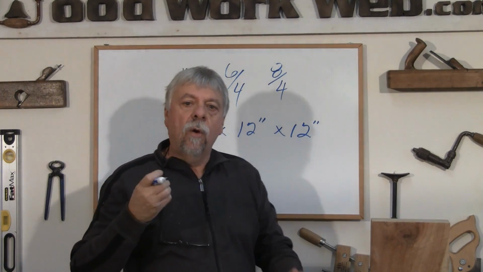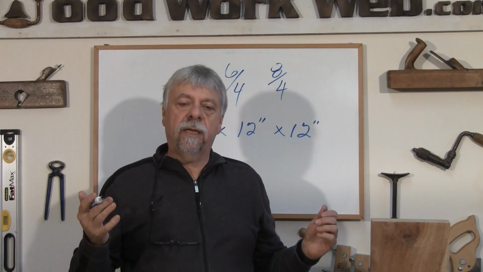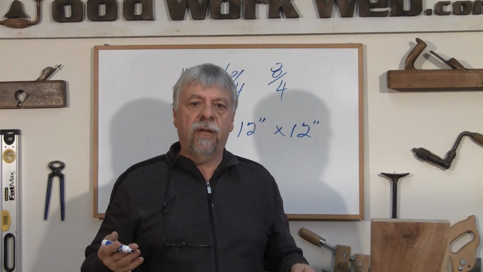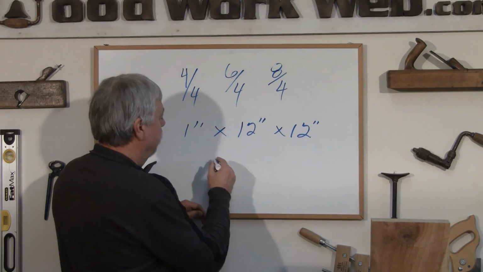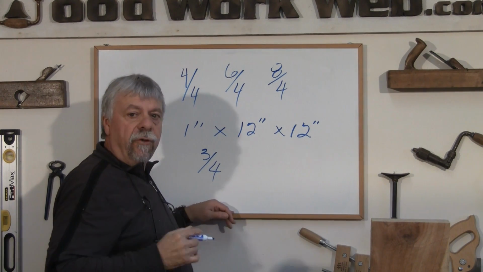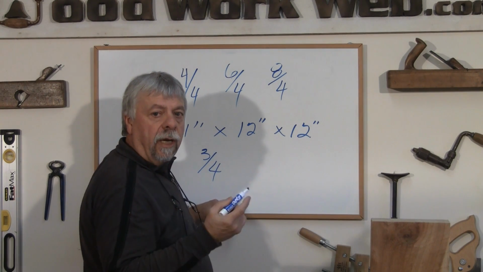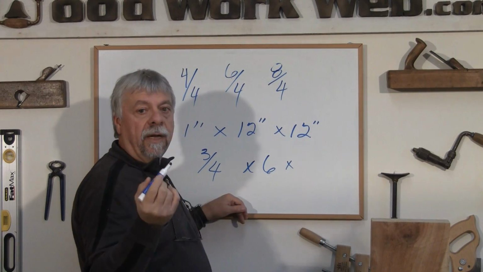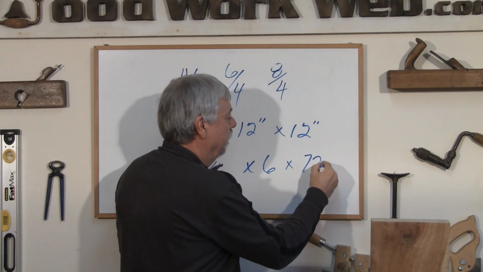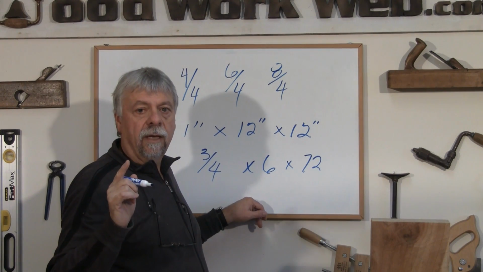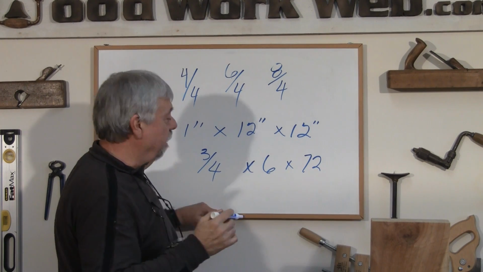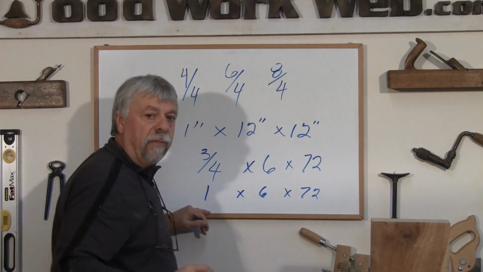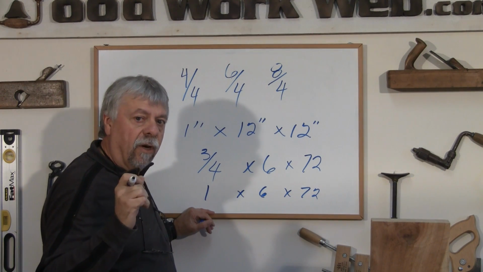But here's the rub. When you're buying dressed lumber at your lumber store, and all of the lumber that's standing in front of you is all 3/4 of an inch, if you take that 3/4 of an inch and multiply it by 6 inches, and then by, say, 72 inches, you're going to get a figure that is different than 1 inch by 6 inches by 72. Now, there's where the difficulty comes.